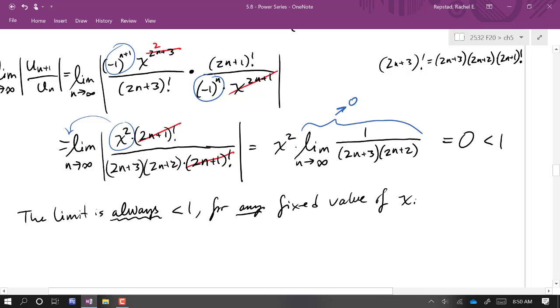That means that we always get convergence. No matter what value of x we plug in, we perform the ratio test, and it's going to converge. That means I can stray as far from the center as I want and still get convergence. The radius of convergence is infinity.